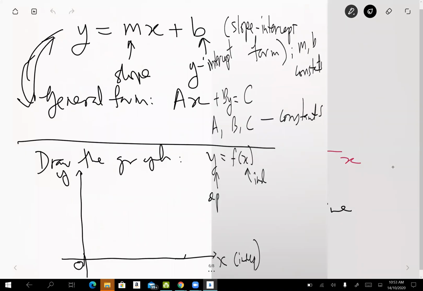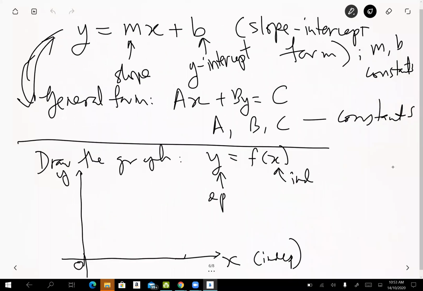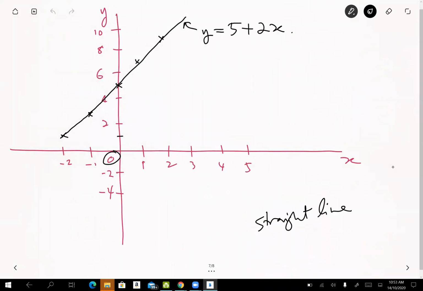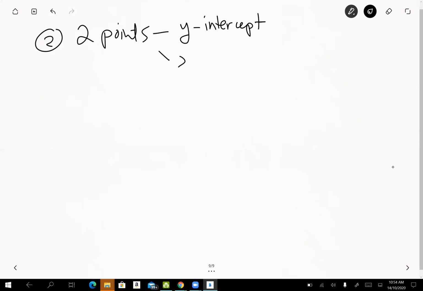The other way is a simpler way. Instead of finding the points around 0, we use only 2 points. Okay, so method number 2, it's a simpler one. We only find 2 points, and those points are the y-intercept and the x-intercept. Okay, what is the y-intercept?